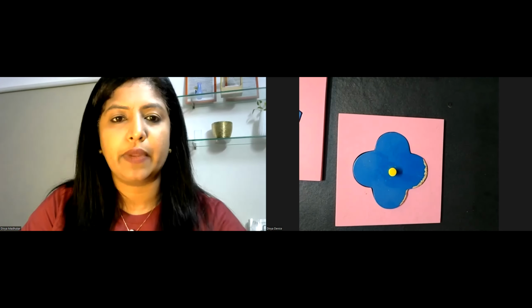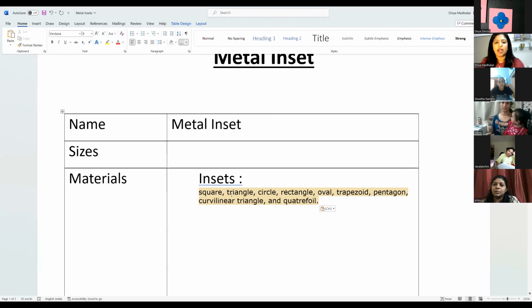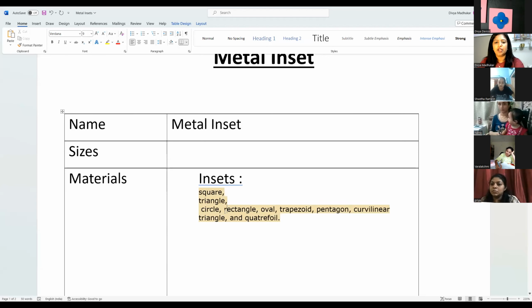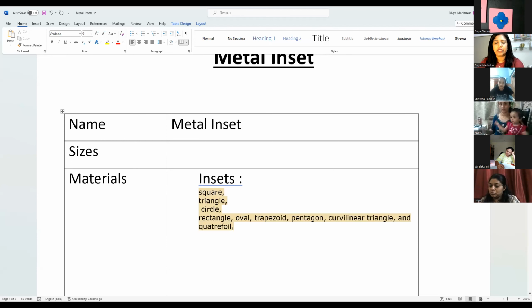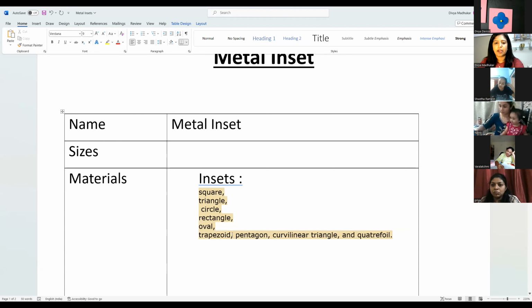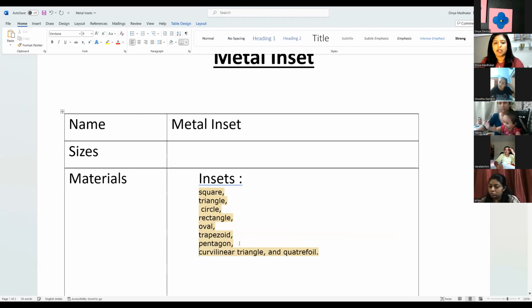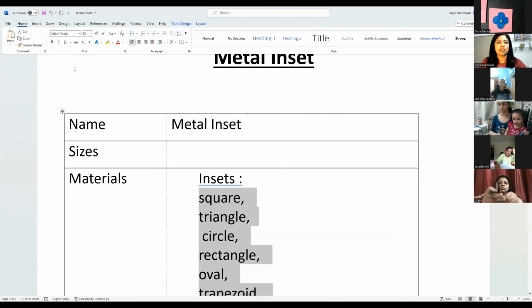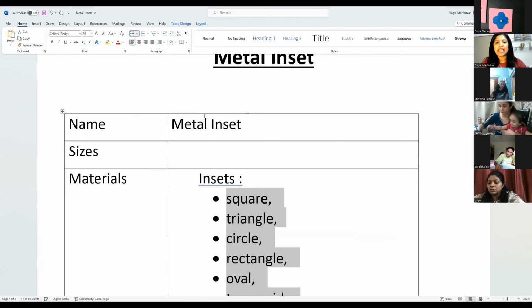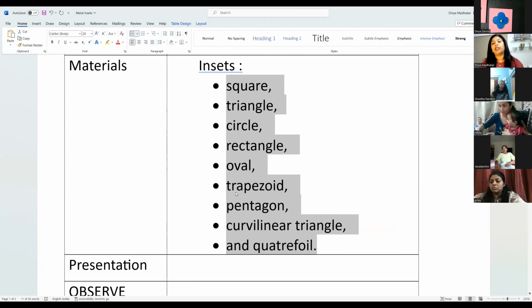Okay. So let me quickly share with all of you. Yes. So you have a square, a triangle, a circle, a rectangle, an oval, then a trapezoid, a pentagon, a curvilinear triangle, and a quatrefoil. So these would all be your insets that you're going to be having. Clear, all of you?